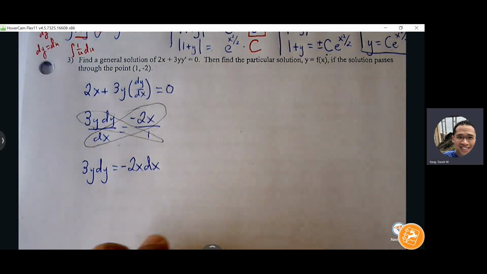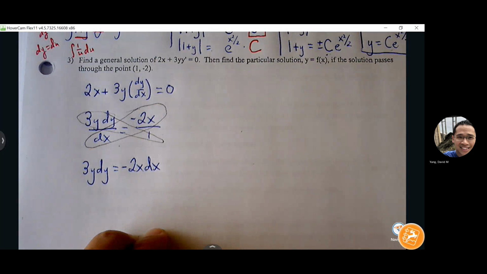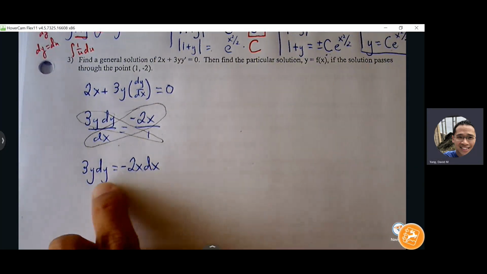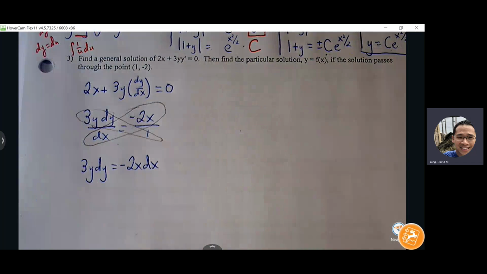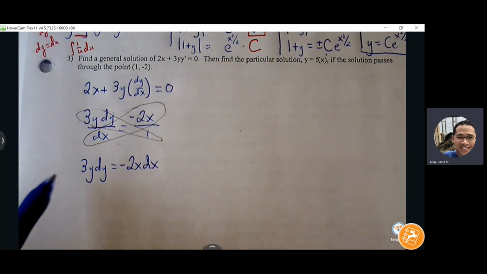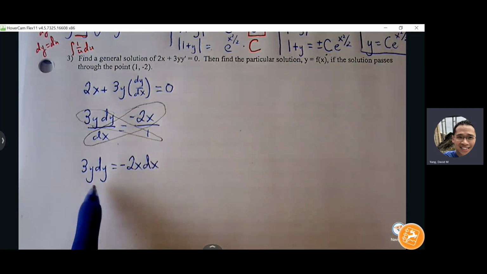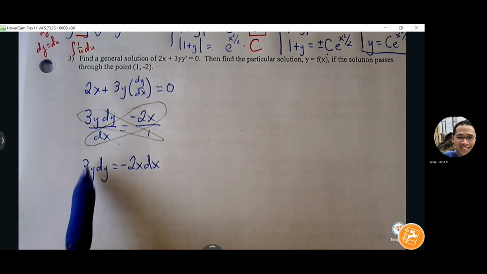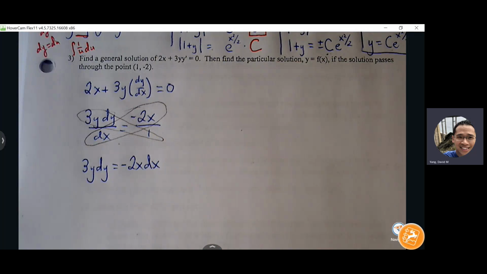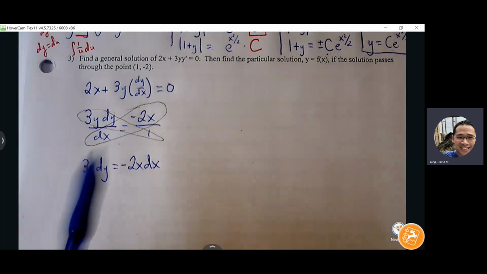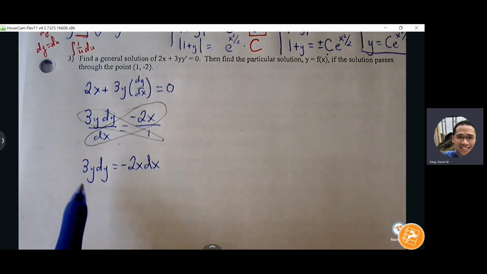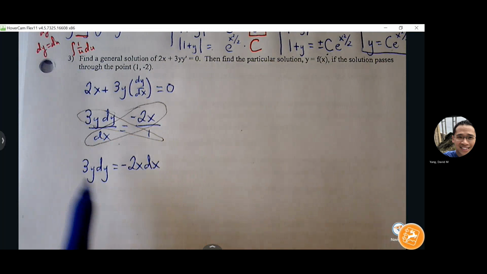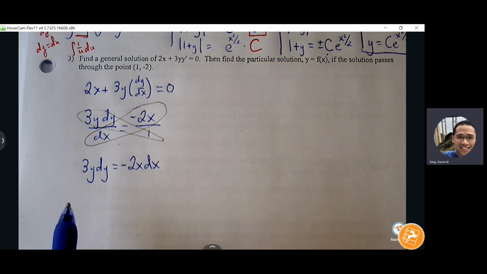Now, are the variables separated? Yes, x dx together, y dy's together. We could go ahead and take the antiderivative, but here's something that I would suggest: if there's anything that you can move to the right side, that would just mean less work down the road. Because eventually everything has to come to the right side anyway. So if something doesn't have to be on the left side, I'm going to go ahead and move it to the right side. So what doesn't have to be on the left side? That 3, right? So I'm going to go ahead and move that 3.